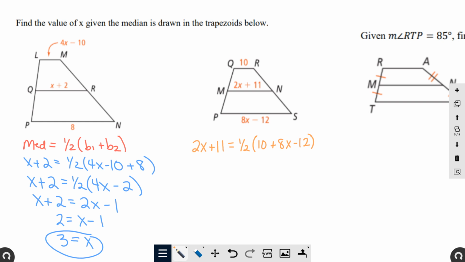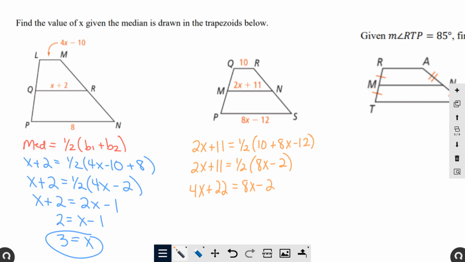Just kidding. All right, 2x plus 11 equals 1/2. Combined up those like terms. I'm going to put my 8x first. So we got 10 minus 12, which is negative 2. I'm going to go ahead and times by 2 just to show a different way of doing it. So let's times both sides by 2. You get 4x plus 22 equals 8x minus 2.